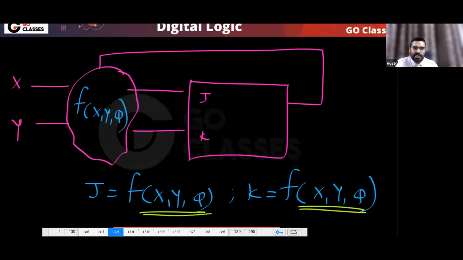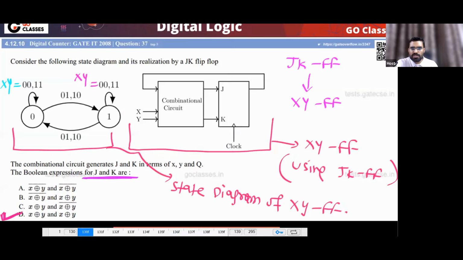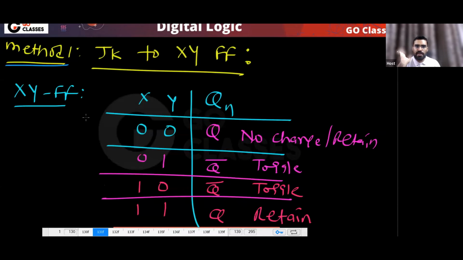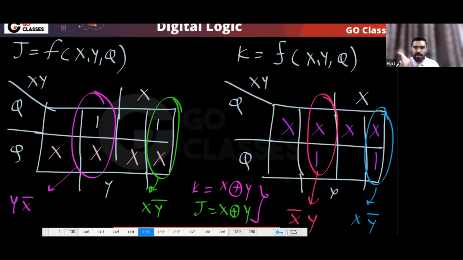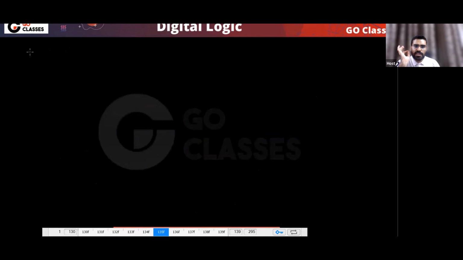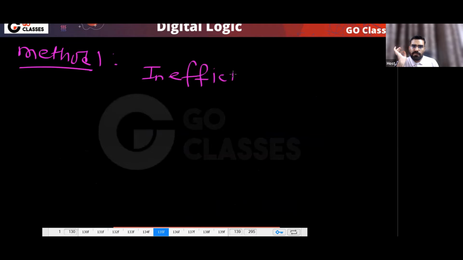Did you see that this method is very idiotic for this question? Did you understand this? First you tell me, did you understand this method? Basically we are converting JK to XY flip-flop conversion. This method is idiotic and time taking. From the GATE exam point of view, this method 1 is very much inefficient.